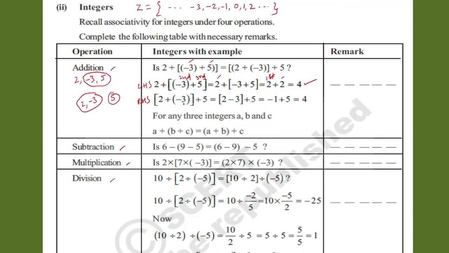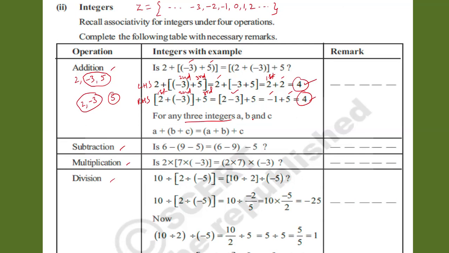So 2 plus minus 3, this is the first one, this is the second one, this is the third one. Now 2 minus 3, what does it give? Minus 1. Then we add the third number, that is 5. Minus 1 plus 5 is equal to 4. What is our observation in both the cases? We got the same value. That means LHS is equal to RHS.